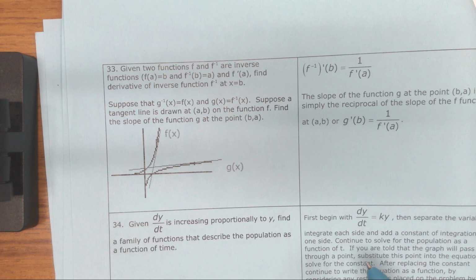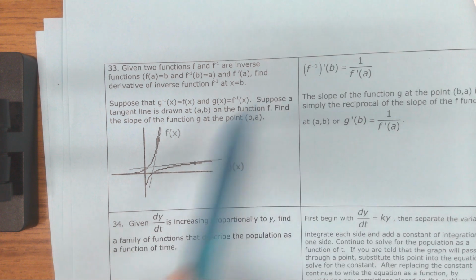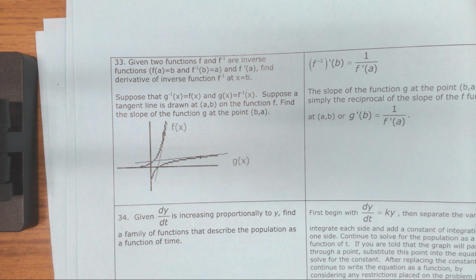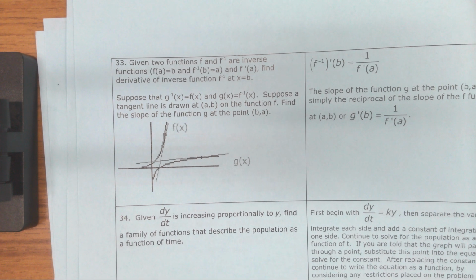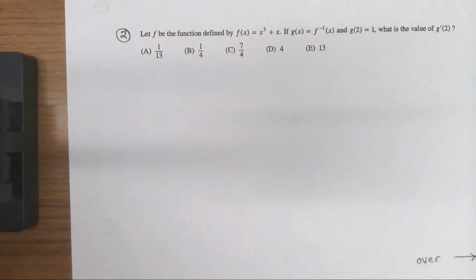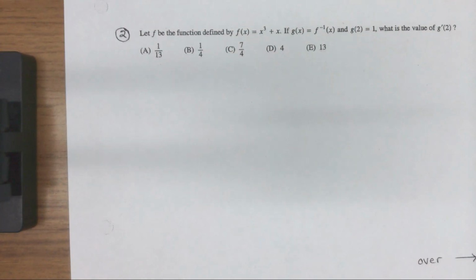So, basically what happens is the a and b get flipped around because inverse functions flip an x and a y around. So, if there's a point that's on a function and they ask you for a different point, most likely it's the point flipped around, essentially. So here's what I wrote down.